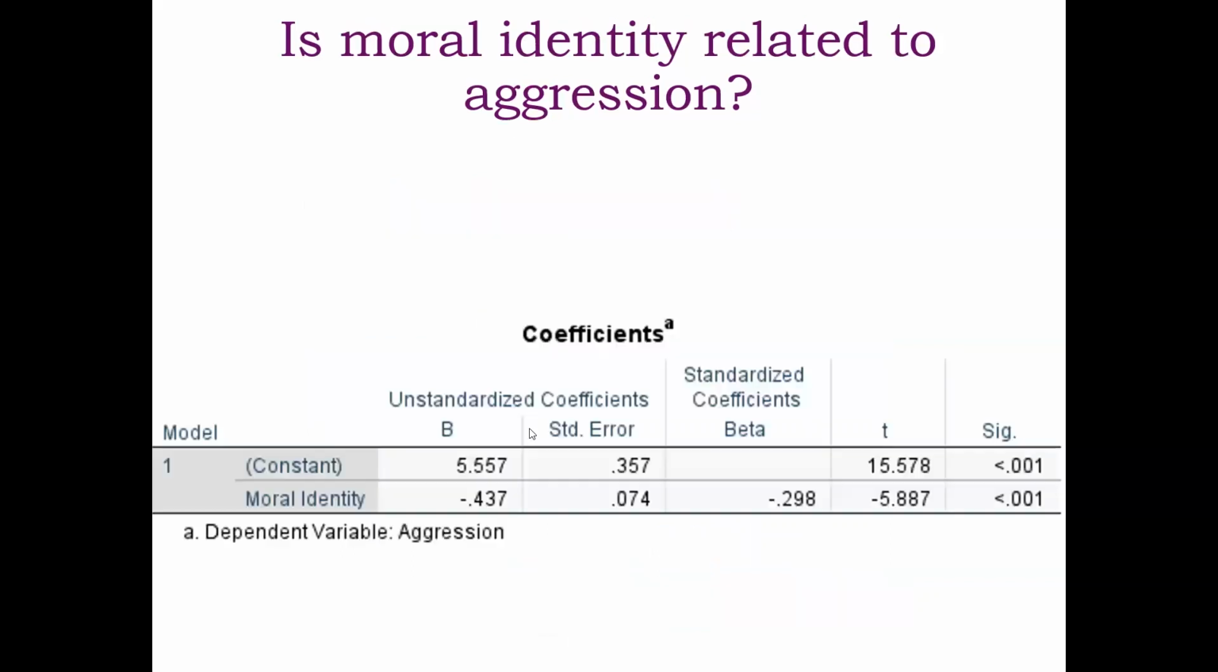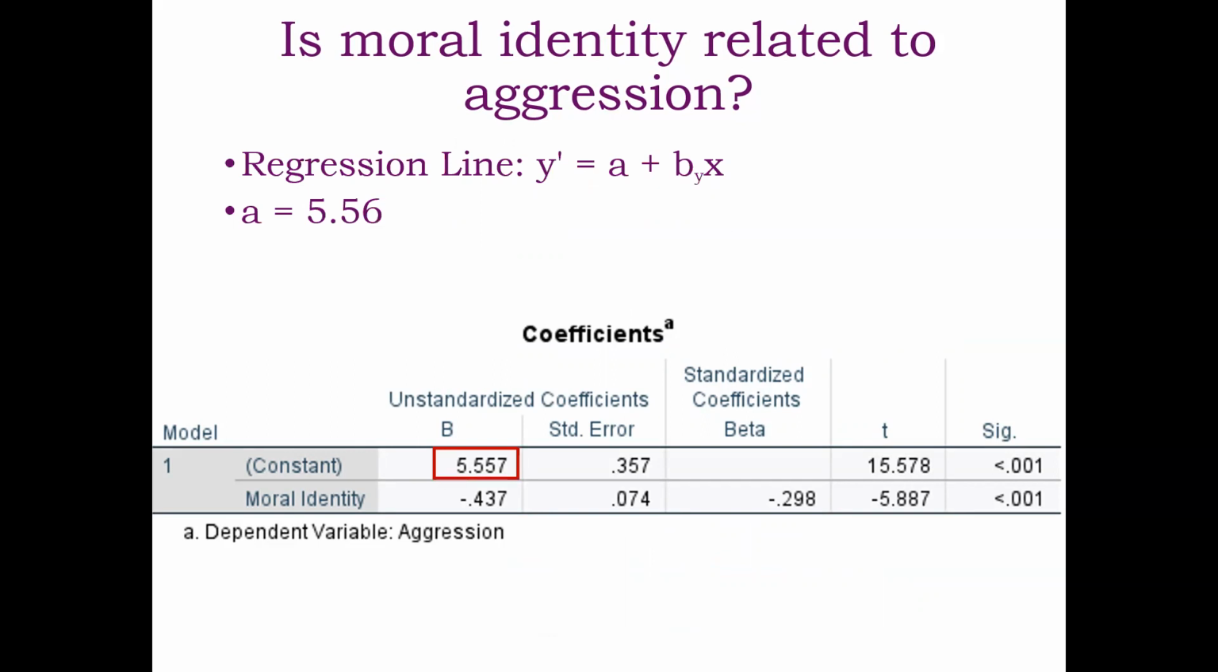So we can use that slope and intercept to write out the regression equation, right? So first we find the intercept, which is 5.56, and we find the slope, negative 0.44, and we can write out that regression line, and we can use it to solve for values of y at different values of x, right? All right, so that's the sum of this review.